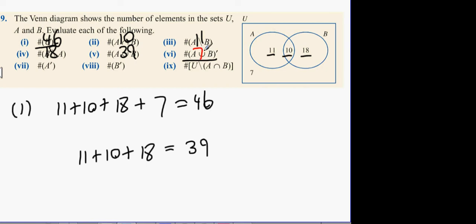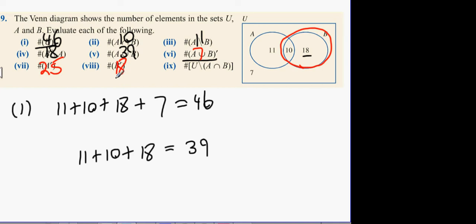Okay? How about the next one? Everything that's not in A. What about that, Jan? Everything that's not in A. 25. 18 plus 7 is 25. Okay, good man, 25. Okay, everything that's not in B. Luke. 28. Everything that's not in B, we put a circle around the B. 11 plus 7? 18. Good man.